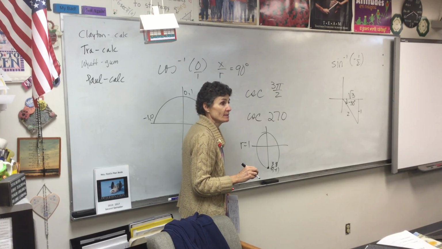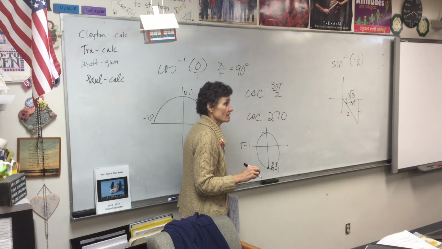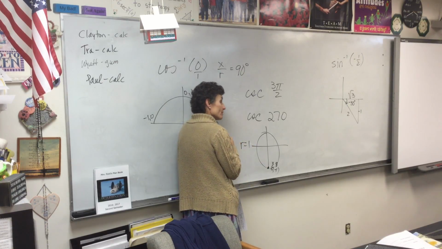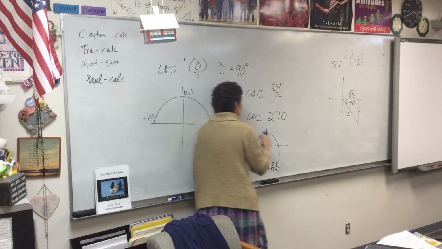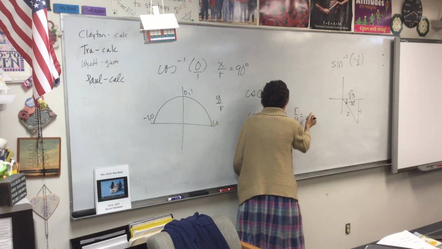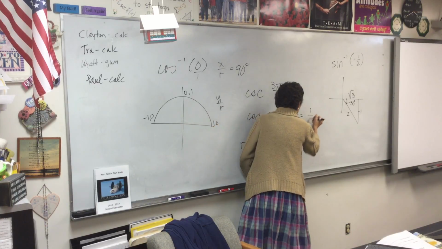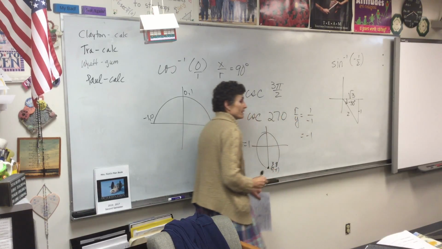Cosecant is the reciprocal of sine. Sine is y over r, so cosecant would be r over y, which down here would be 1 over -1, or -1.